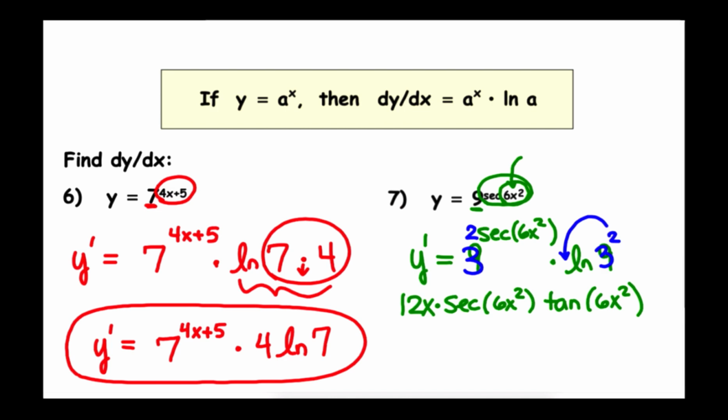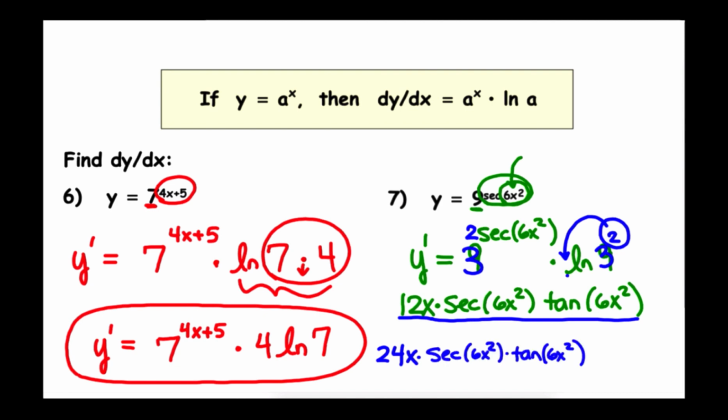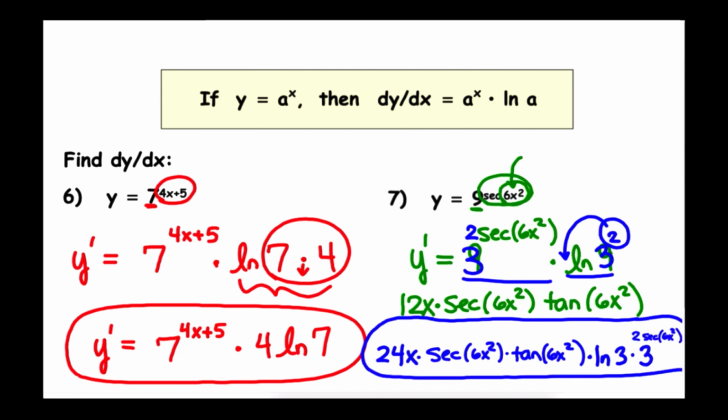I'm going to write my final answer in blue. I'm going to try to squeeze it into the bottom, and I'll talk you through it. We have a 12x, but then we also have this 2 that's come down, so that's 24x. I'm going to go ahead and continue to write the rest of this. So secant 6x squared tangent 6x squared times the natural log of 3 times 3 to the 2 secant of 6x squared power. Let's just pretend that the answer actually fit on the screen. All right, fabulous. On to number 8.